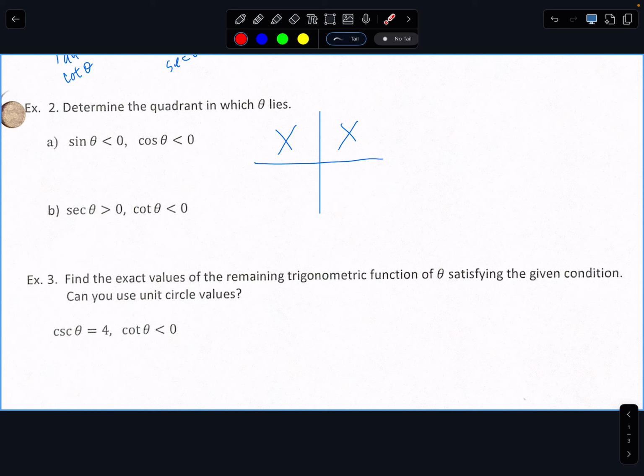But then they go on to tell you that cosine is negative. And cosine deals with x. Cosine's positive in quadrants 1 and in quadrant 4. All students take calculus. Cosine is positive in quadrant 4. The other 4 are negative. So we eliminate 1 and 4 because of the cosine being negative, and therefore the only thing that's left is quadrant 3. So what angle does it lie in?